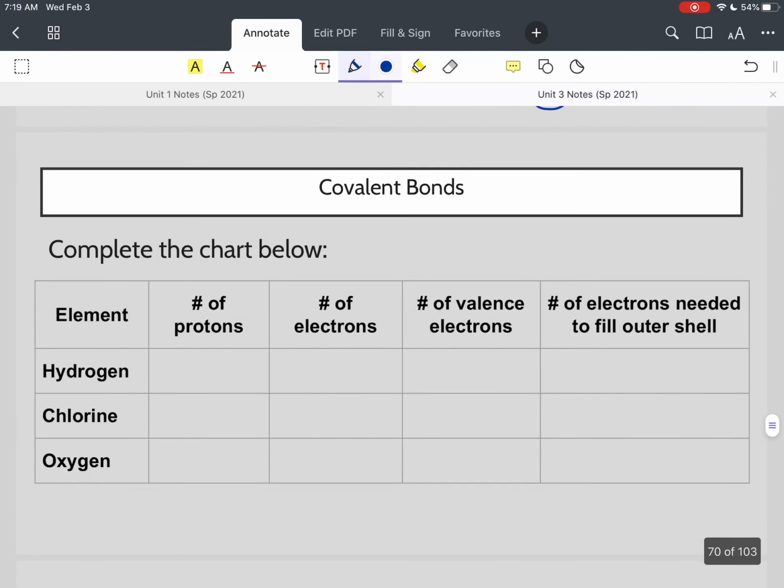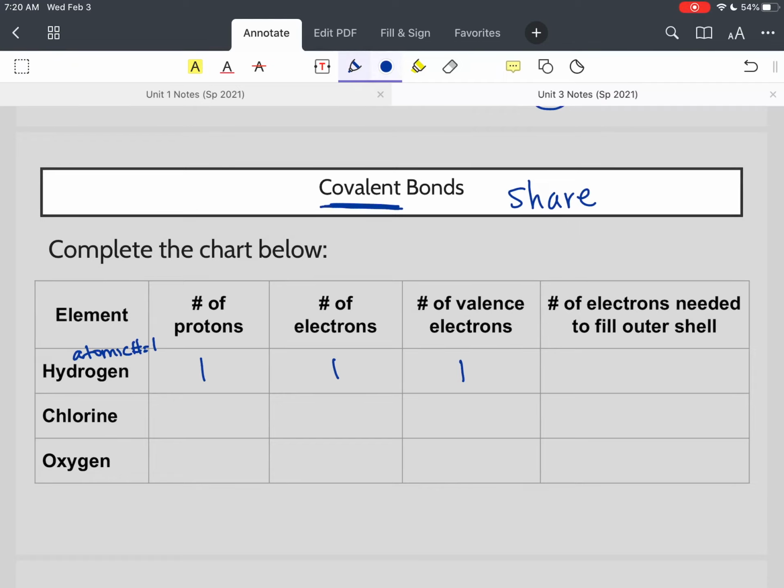So let's look at this chart here. We're going to talk about covalent bonds first, okay? Covalent bonds, remember, they share electrons. And so we're going to complete this chart because we're going to look at how we can show how they share, drawing our Lewis dot structures. So if I look at hydrogen, I know hydrogen's atomic number is 1. Okay, so that means it has 1 proton, 1 electron. It's in group 1, that first column, so it has 1 valence electron.